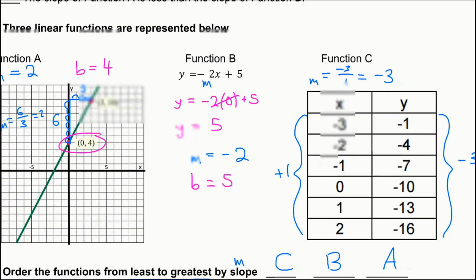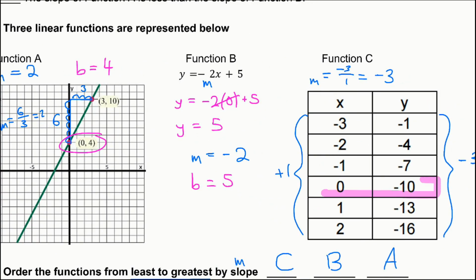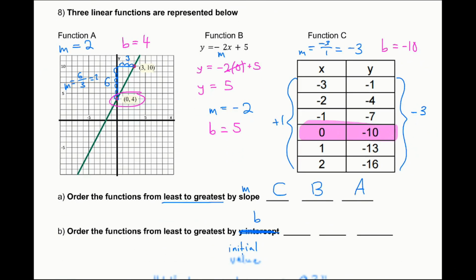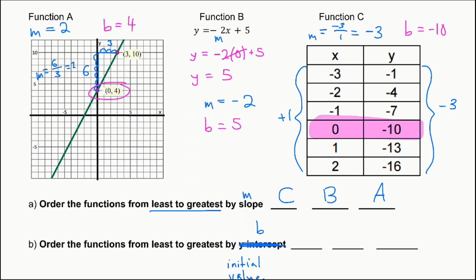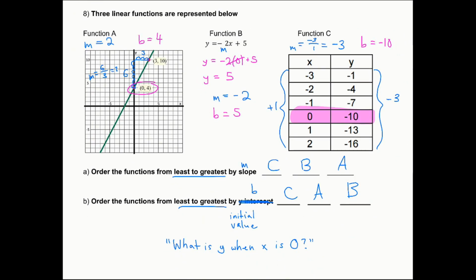Okay. For c, what is y when x is 0? In this little section here, it tells us that our x is 0. So our b value is going to be negative 10. When we order this from least to greatest, the smallest initial value is going to be function c, which is negative 10. The second smallest is going to be 4, which is function a. The largest would then be function b. Remember, what is y when x is 0?